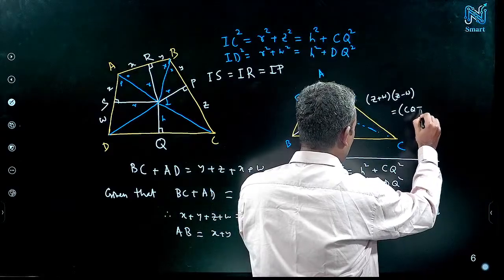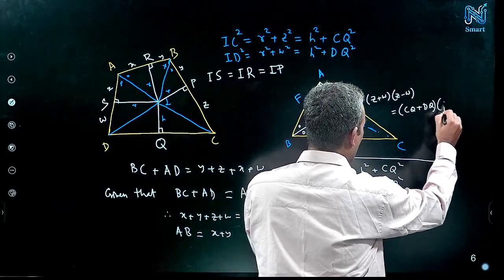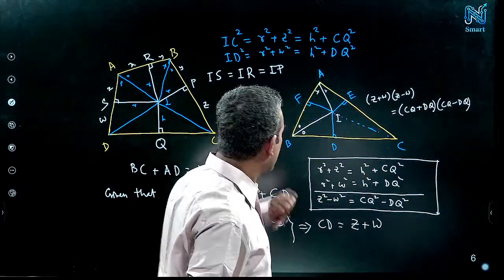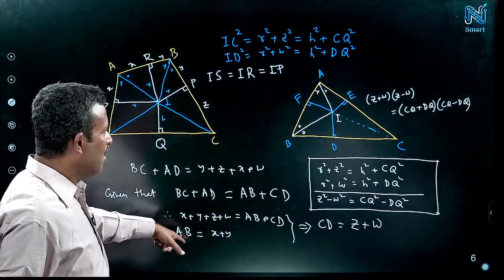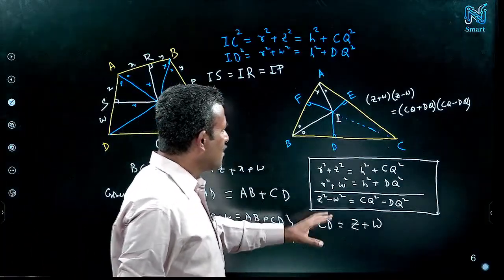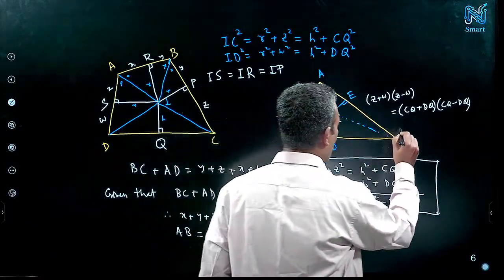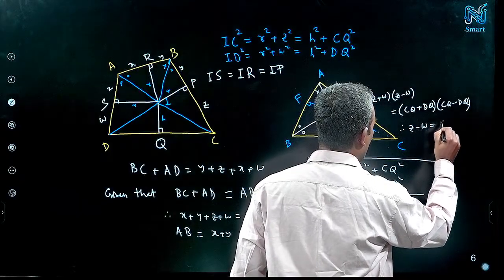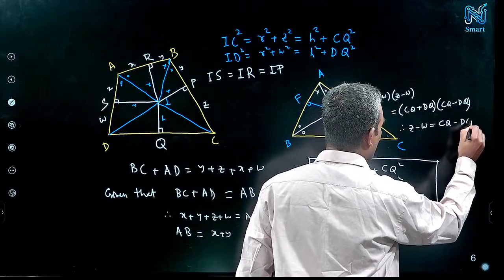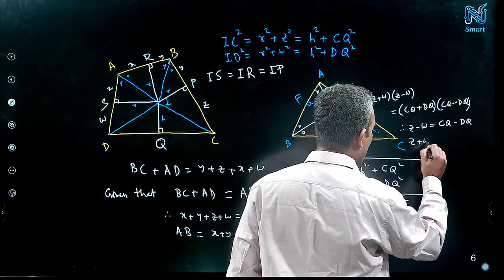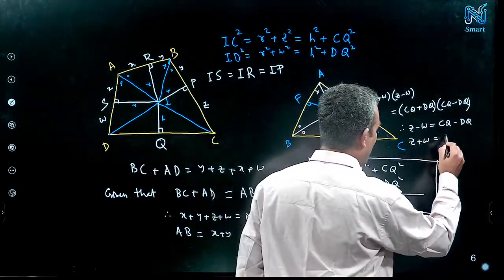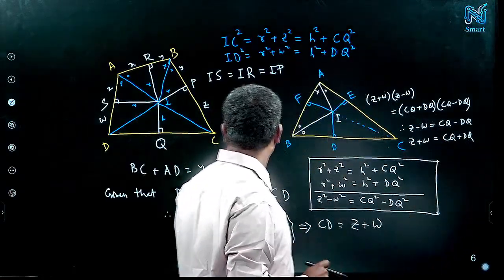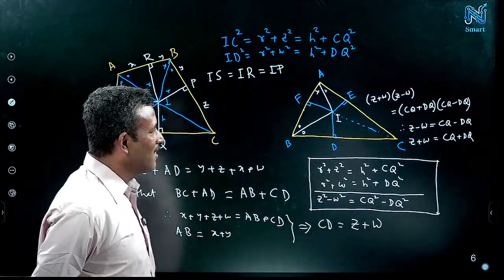CQ plus DQ into CQ minus, but CQ plus DQ is same as Z plus W. We know this, cancel it out. So it's cancelled. Therefore, what we actually get? Z minus W is CQ minus DQ. But what we have? Z plus W what? CQ plus DQ. Right. Now, from these two, can we find Z equal to CQ and W equal to DQ?